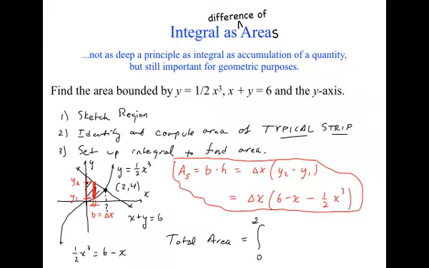So the typical strips line up vertically from x equals 0 to x equals 2. And so we're summing them all up. So it's going to be the integral of 6 minus x minus 1/2 x cubed dx. Done. So whatever that is, for time's sake, we won't do that. Anybody have a question?